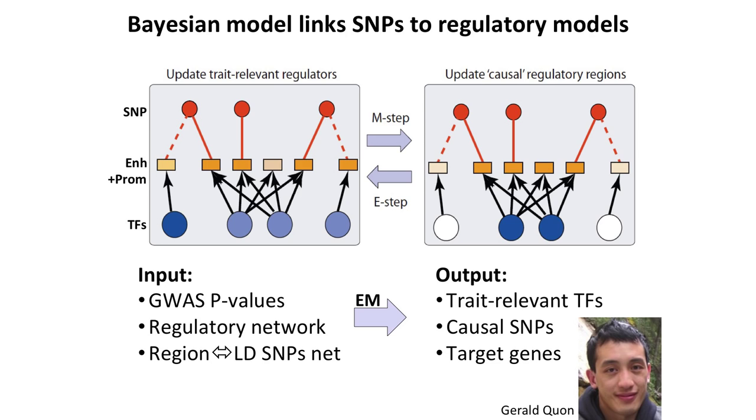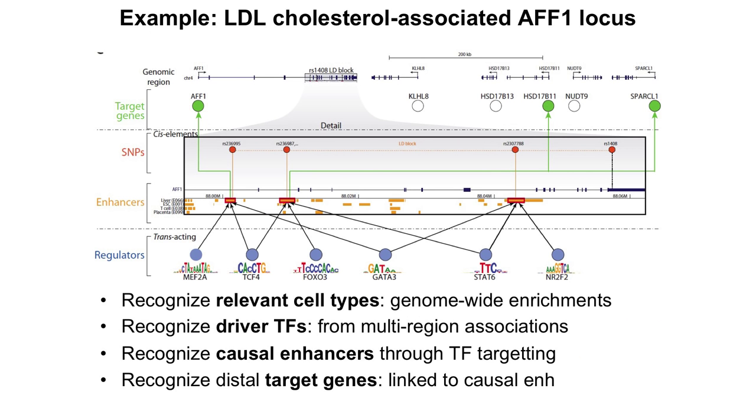So you can now start with this ambiguity of mapping between SNPs and who the real target enhancer is, this ambiguity of which are the relevant transcription factors, and simply iterate between the two and update the causal regulatory regions, and then using these predicted causal regions, update the trait-relevant regulators and iterate. Because if you know one, you can predict the other much more easily. So the output of that search is a set of trait-relevant transcription factors at the trans level, a set of causal SNPs at the cis level, as well as their target genes based on our previous linking between enhancers and target genes.